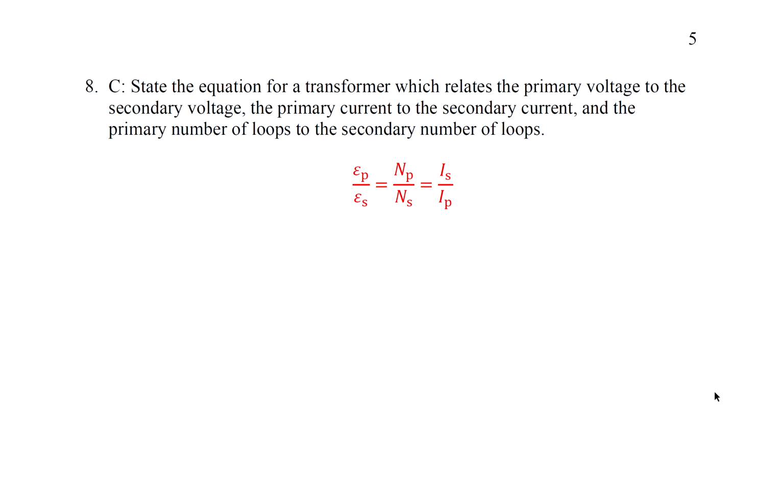Question 8. State the equation for a transformer which relates the primary voltage to the secondary voltage, the primary current to the secondary current, and the primary number of loops to the secondary number of loops. So here we have voltage primary divided by voltage secondary equals number of primary loops divided by number of secondary loops equals current secondary divided by current primary.